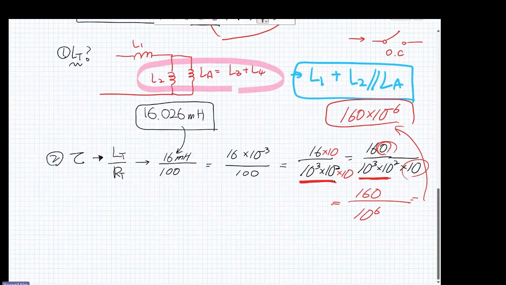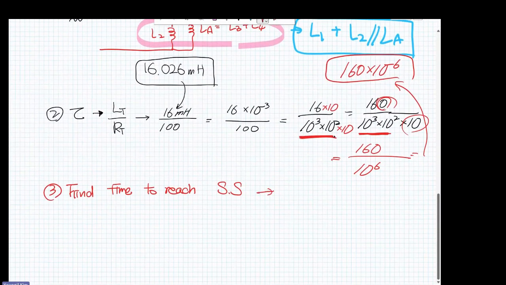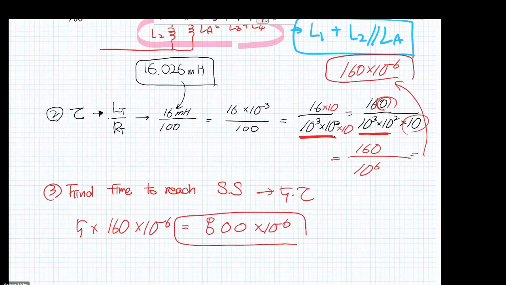All right, the last question is to find the time to reach the steady state. What does that mean? That is five times tau. Five times what is tau? 160 times 10 to the minus 6. You don't need it to be exactly the same, maybe 800, 805, 796, 797, okay, makes sense. But don't write 1,000 or 1,100. A similar answer is fine. Any questions? Okay.